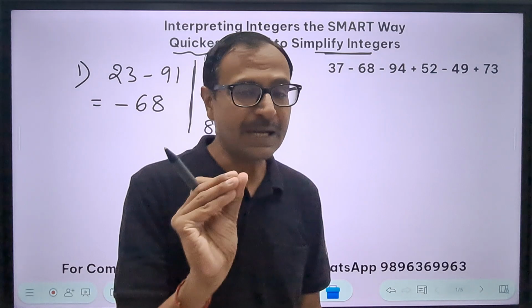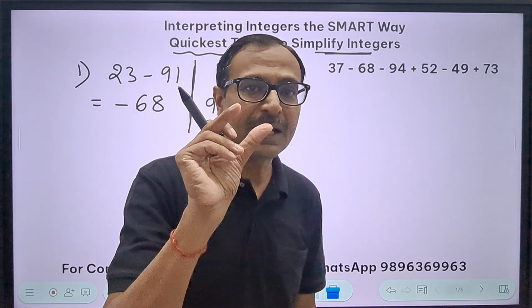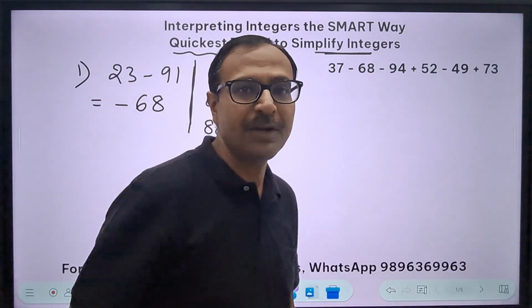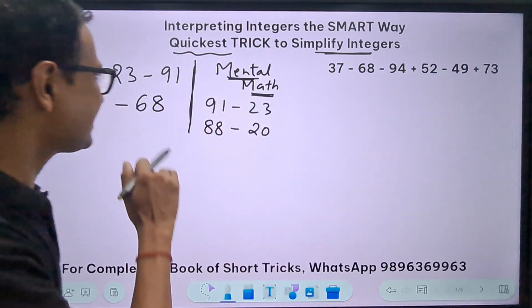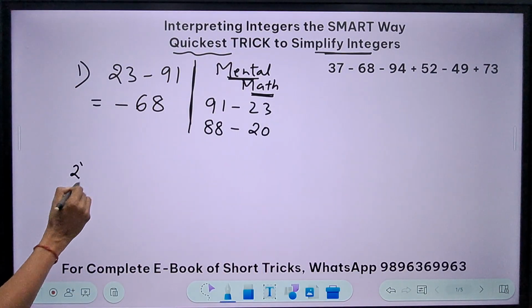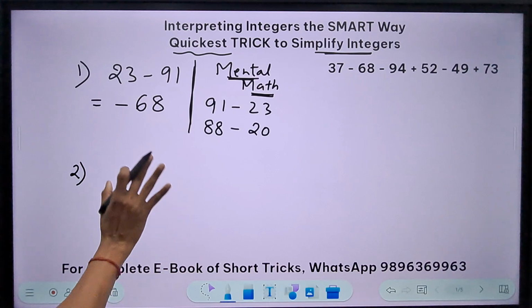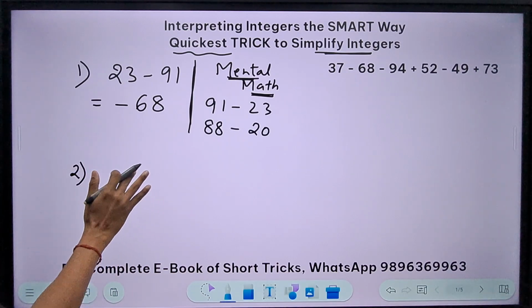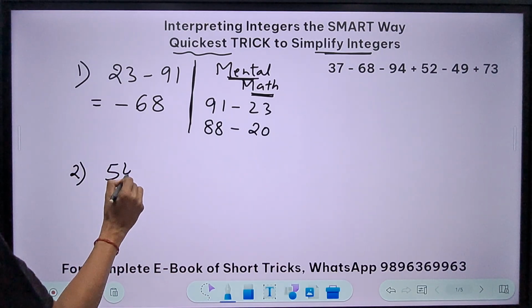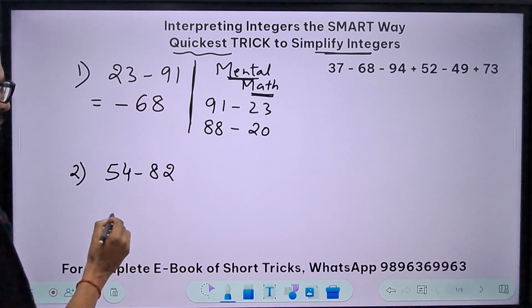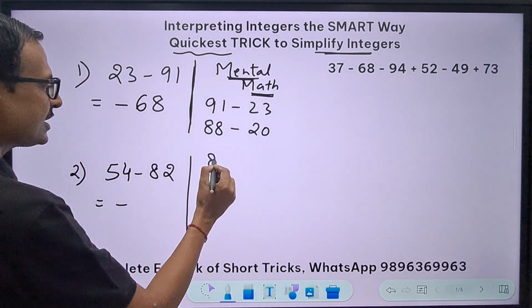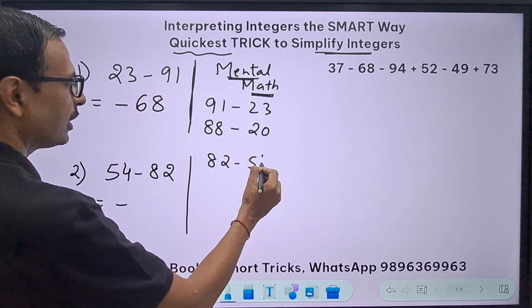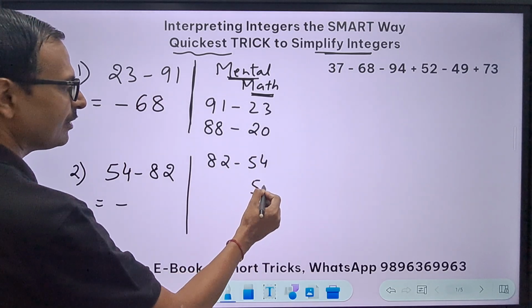See, this is a skill, and if you develop this skill, I tell you the question which I have written now, you will do it like this in 3 to 4 seconds. Right? Let's see some more questions like this. How mental maths helps us in interpreting integers in a smart way. So suppose you have to do 54 minus 82. So immediately your mind will say negative. Okay, and then instead of 82 minus 54, your mind will say 50, 4 less.